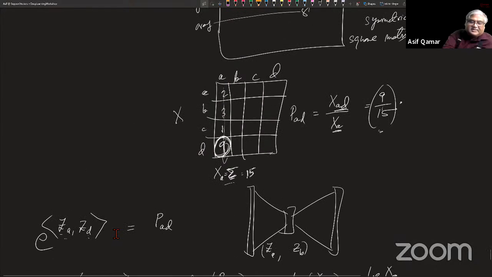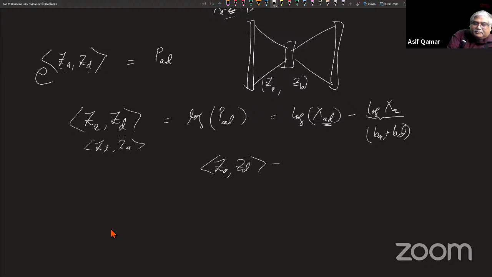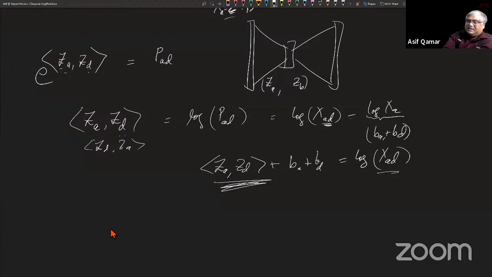Just go to your co-occurrence table, look at this number 9. Log of 9 should be the vector Z_A, vector Z_D, plus, this negative comes to the other side, becomes plus, B_A plus B_D, bias terms, is equal to log of X_AD. So ignore the bias terms. Basically, what we are saying is that the dot product between these two vectors should be like this.